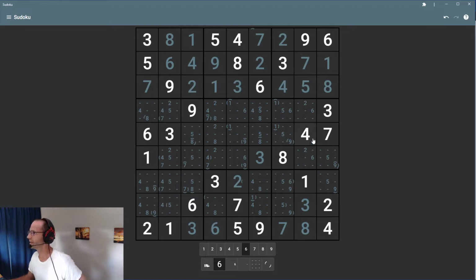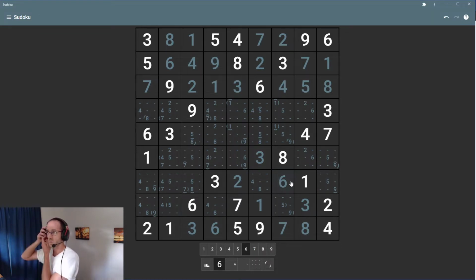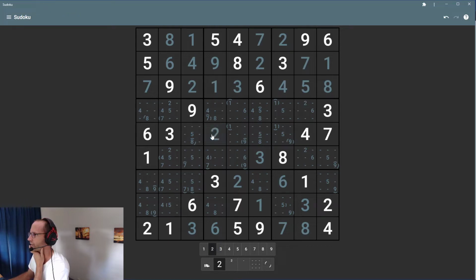Oh, well, maybe we have to look a little bit more. Is there anything obvious? Oh, here we go. We have a missing strong link here, so this is the 1. Missing strong link there, so that's the 6. Okay. Still have to look a little bit. Okay, here's a 5-8 naked pair, means that can't be the 8, which means it's the 2. That can't be a 5.